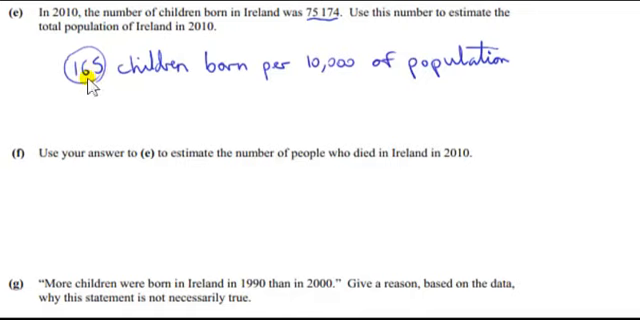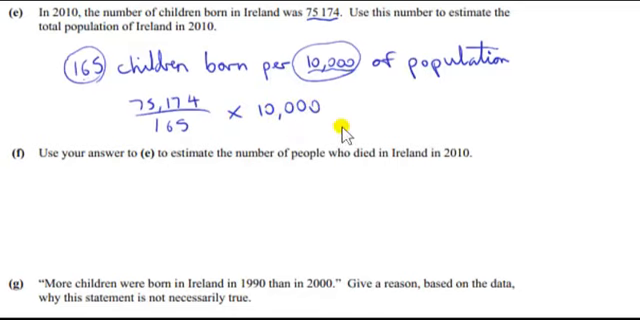Okay, to see how many times this fits in, so each of these values corresponds to 10,000 people of the population. So if we divide 75,174 by 165, we will get the number of these values. So we need to multiply that by 10,000 to get an estimate of the population. So we get 4,556,000.